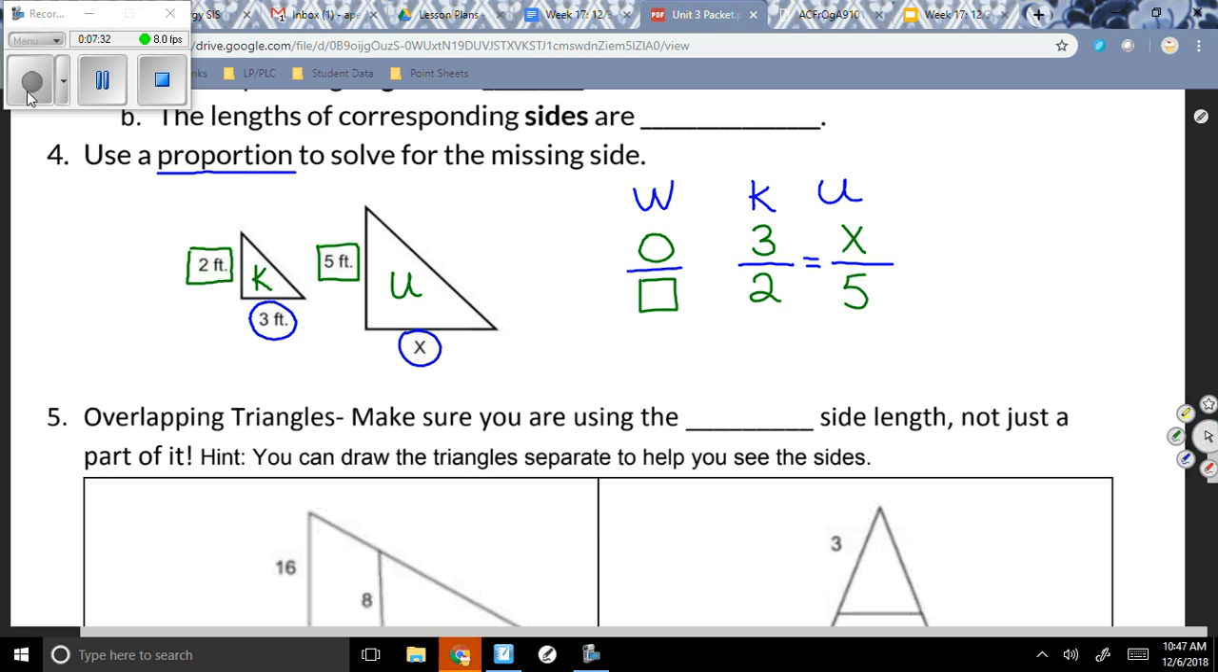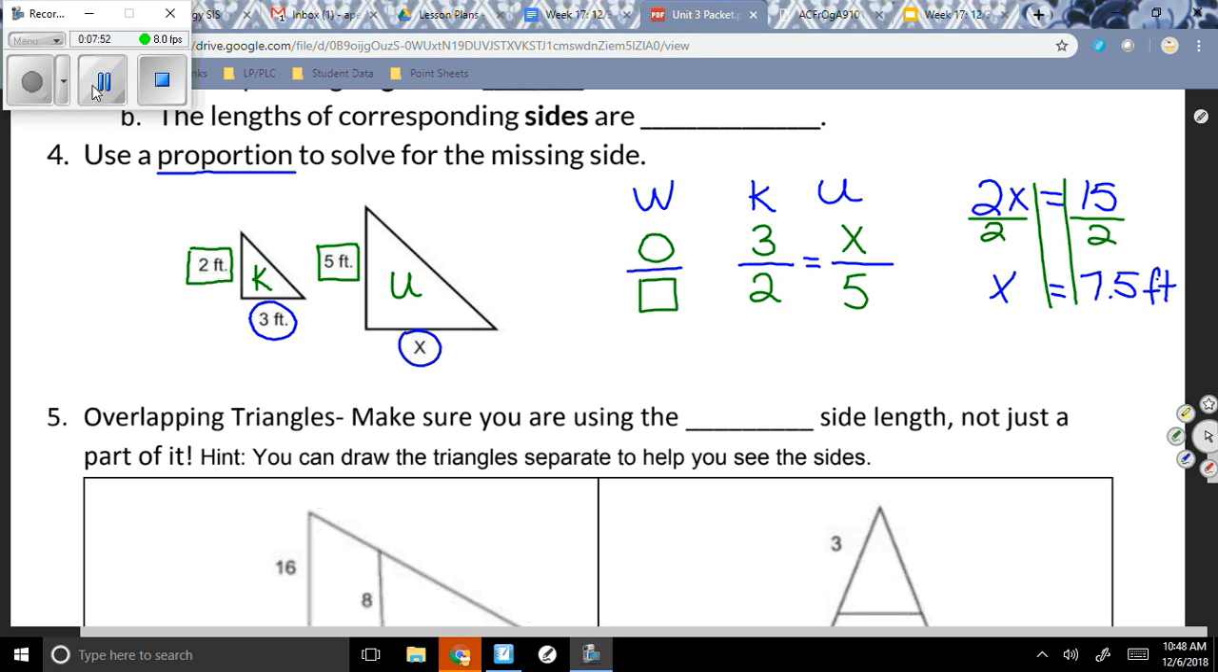Now, we already are very, very familiar with solving a WKU, so we're going to pause the video. I want you to practice solving this out, cross-multiplying and solving, and we're going to come back and make sure that you have the correct answer. All right, go ahead and look at my answer up here. I got x is equal to 7.5 feet. Make sure you have the label and the correct answer, and we're going to move on to example 5.